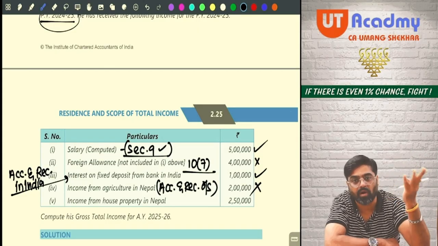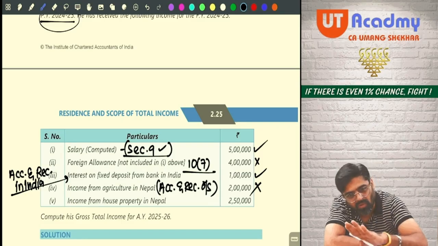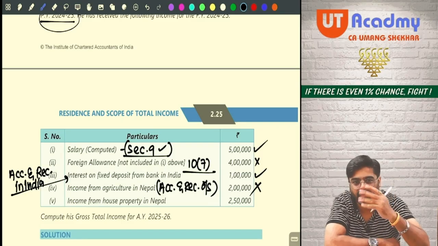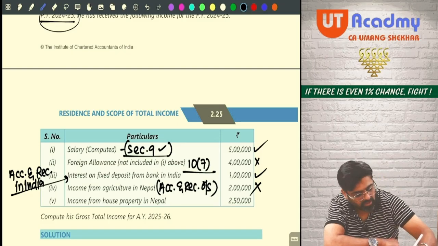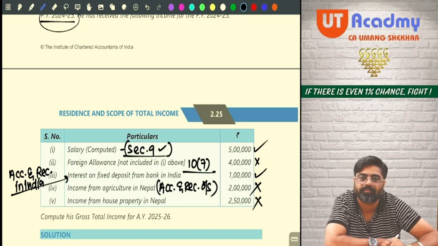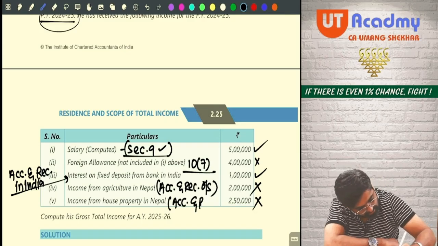Which income? Foreign income. Part A or part B? Part B. Part B, foreign income taxable for only ROR. RNOR not taxable. David, NR not taxable. Yes or no? So this will not be taxable only. So can you write down accrued and received outside India?